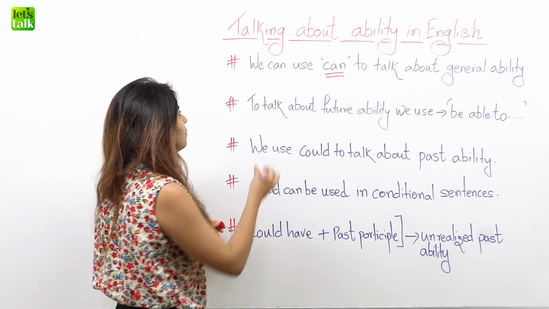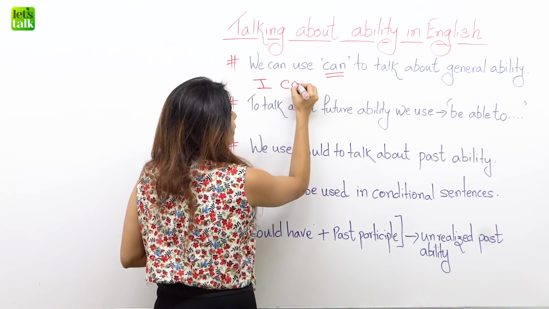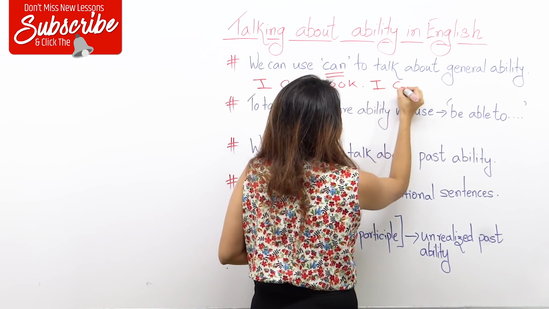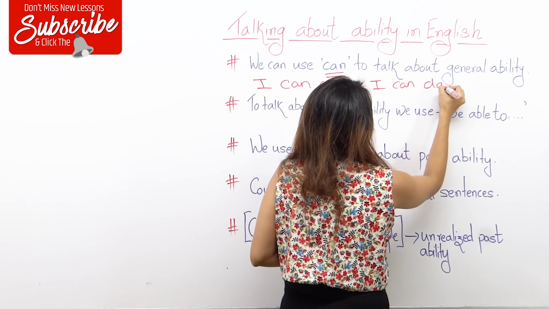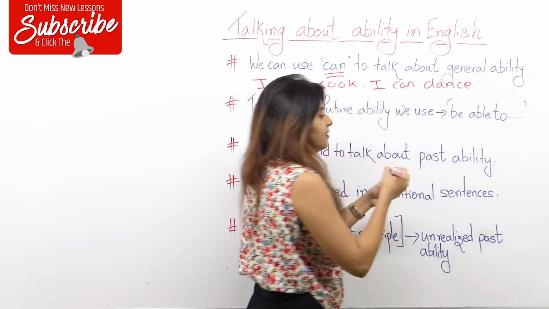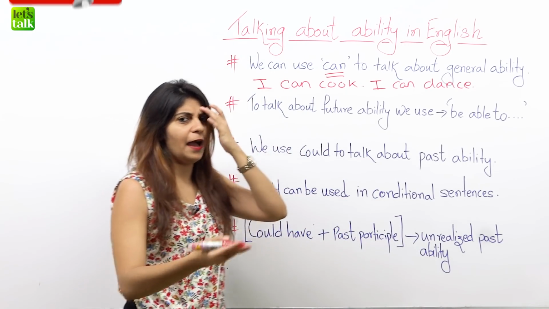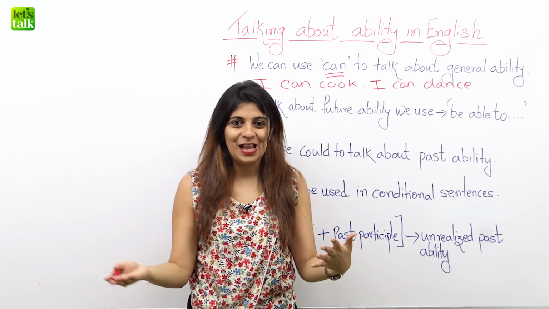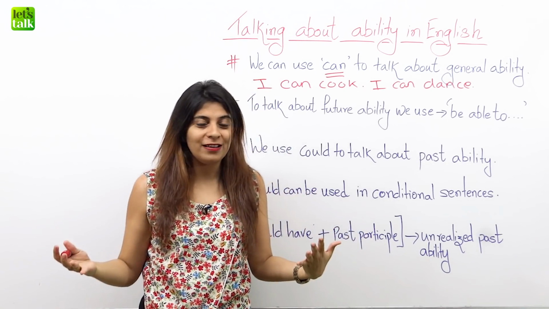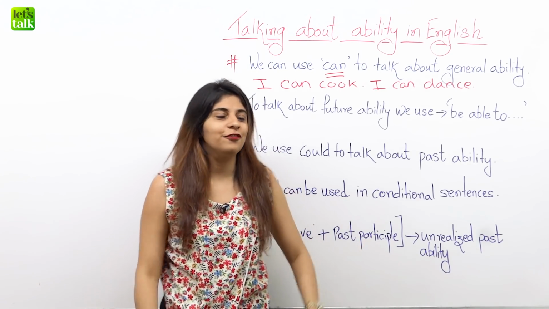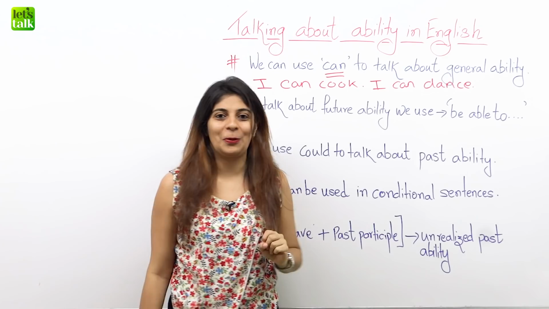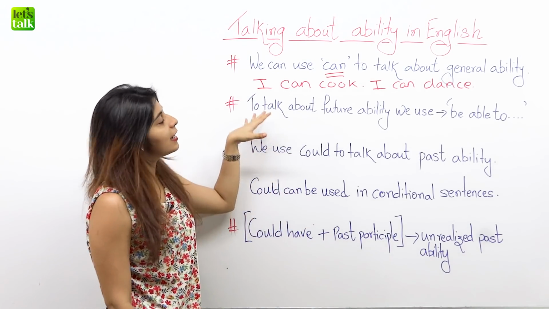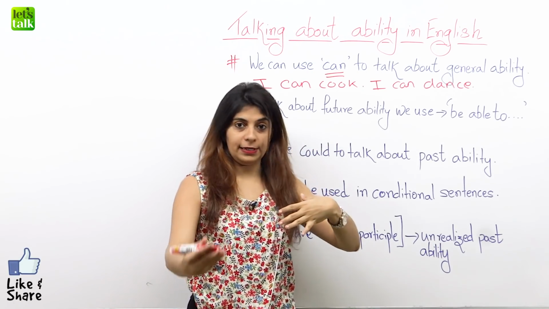Okay? So here are some examples. I can cook. I can dance, and so on. I'm sure you guys are really talented and you have a lot of skills and abilities. So the next time you want to talk about it, you want to boast about yourself, then use the word can.